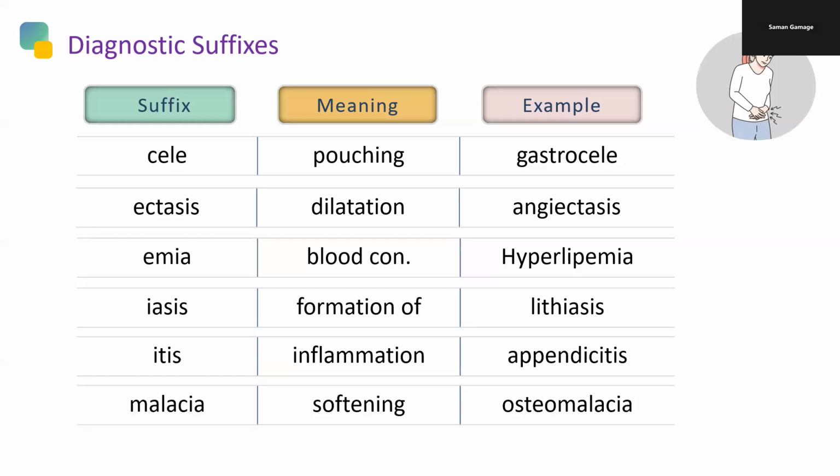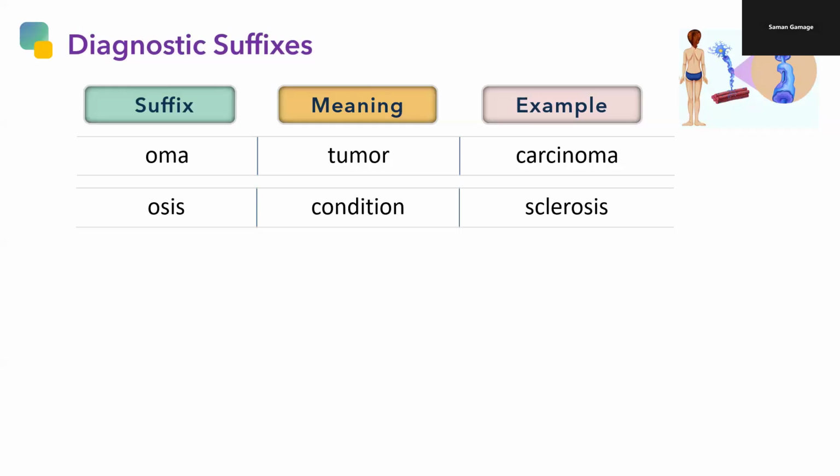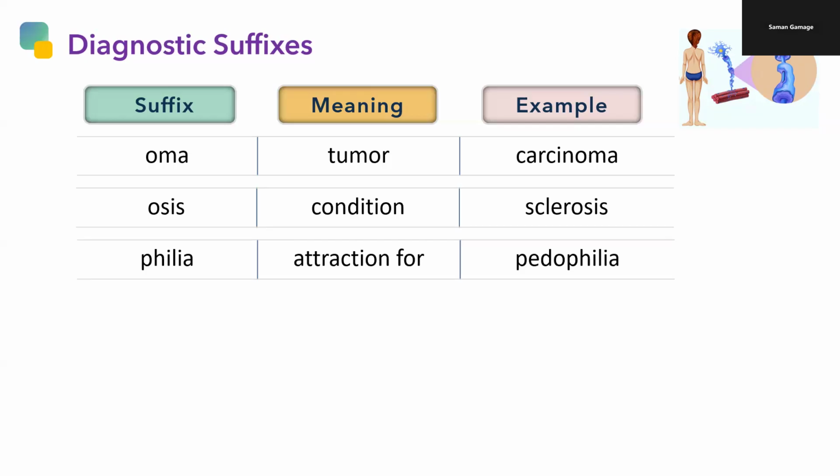Malacia is softening. Osteomalacia is softening of bones. Some more diagnostic suffixes. Oma is a tumor. Carcinoma, malignancy, cancerous tumor. Osis, a condition. Sclerosis, a condition of hardening. Philia means attraction for. Pedophilia means people who are attracted to children, small children.